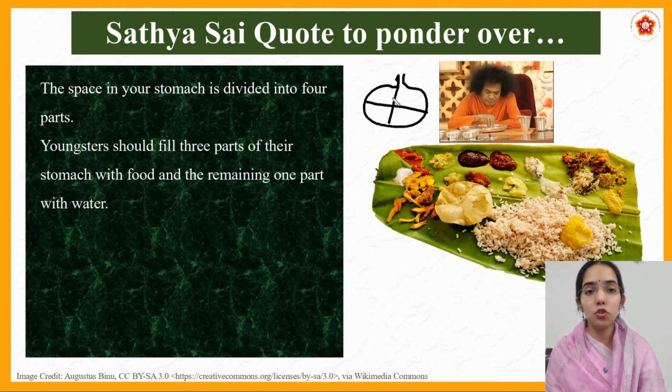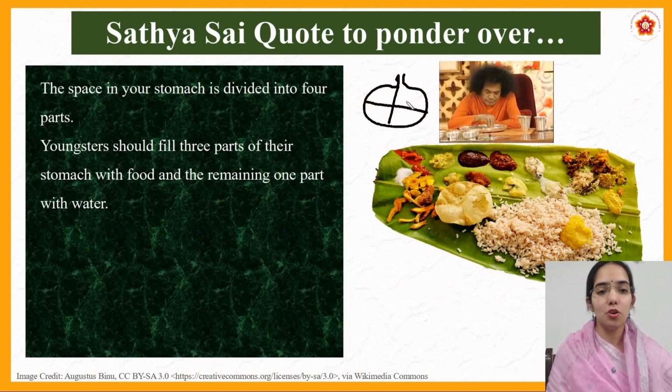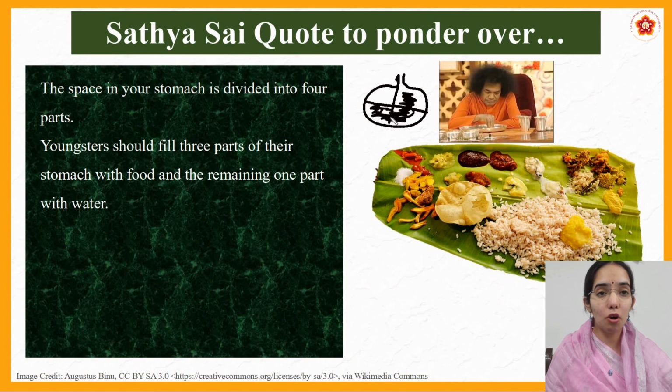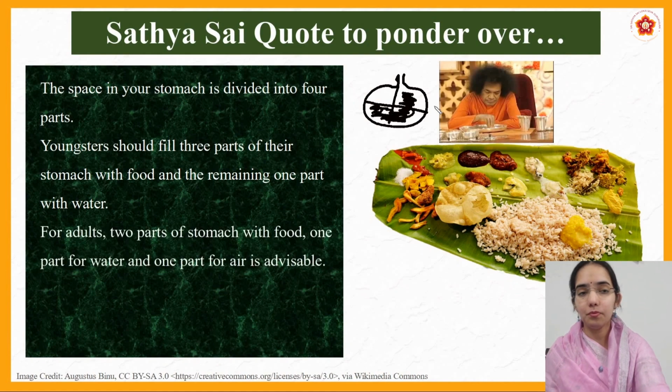Youngsters should fill 3 parts of their stomach with food and the remaining 1 part with water. So we should only fill this much area of our stomach and leave 1/4 for water. We should not overeat or stuff our stomach with food. We should leave a little part of our stomach so that water can take that remaining space.